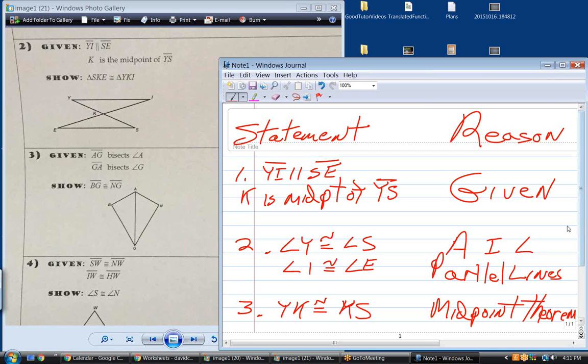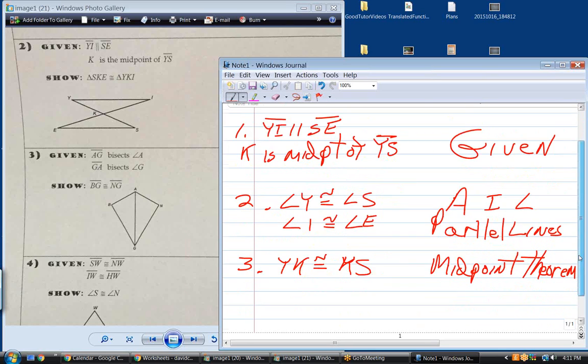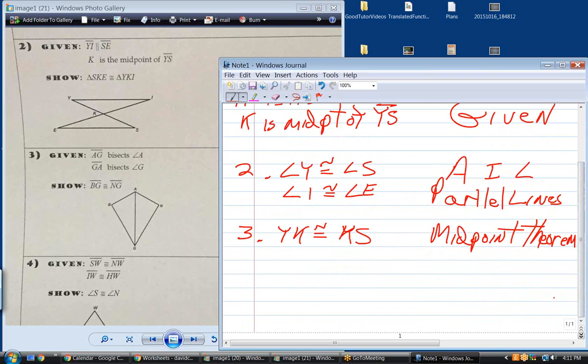Now how many pieces of information do we have? Enough to make angle, so one of those. You're right, we do. We can now say that triangle YKI is congruent to triangle EKS. Why?